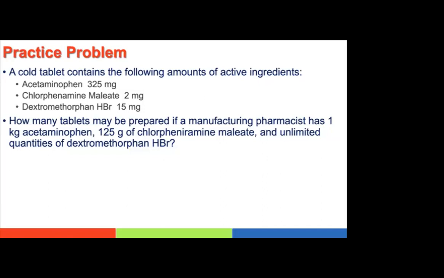Okay, 1 minute, ready, go. Sige, I will give you time muna to complete for this, and then let's answer after. You have this whole tablet containing this API with the following doses respectively. Now, meron kang mga amount. 1 kilogram acetaminophen, 125 grams of chlorpheniramine maleate, and unlimited quantities of dextromethorphan. Question, ilan ang mapo-produce mong tablets?